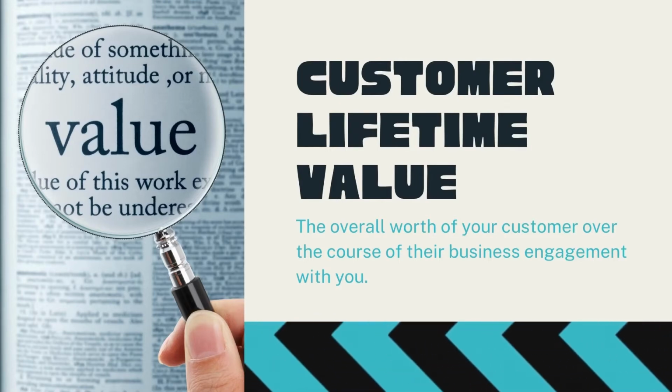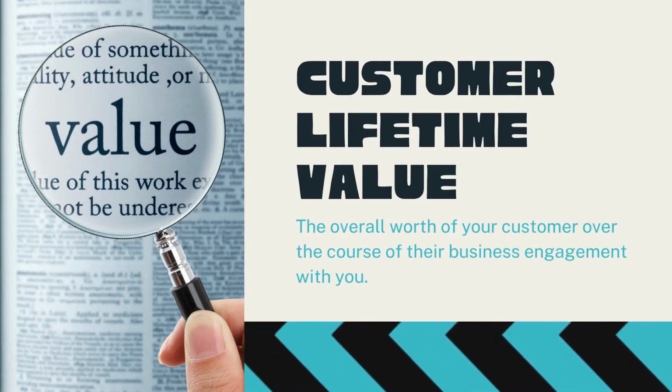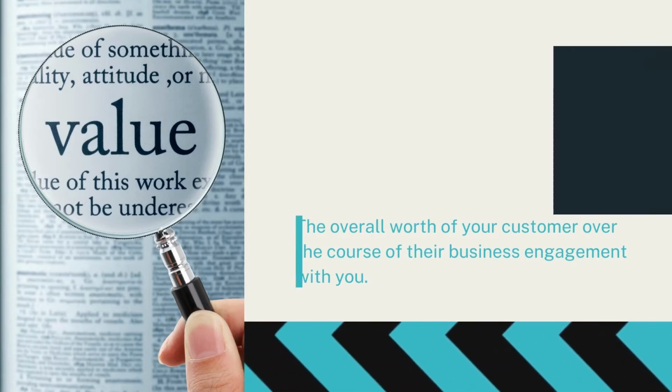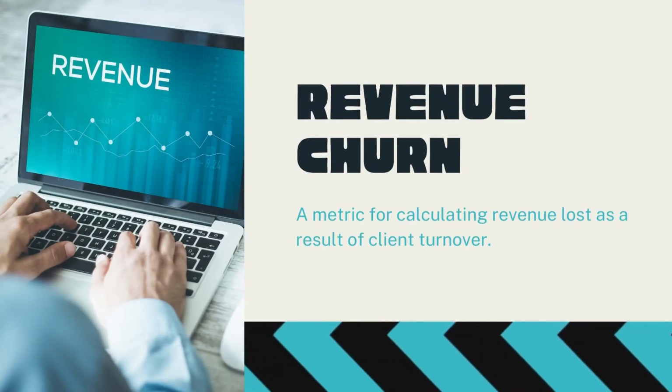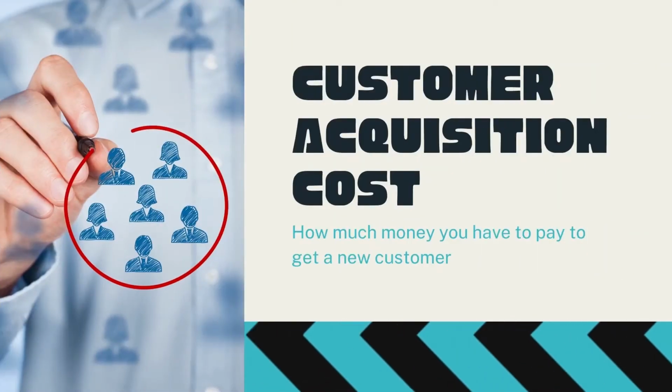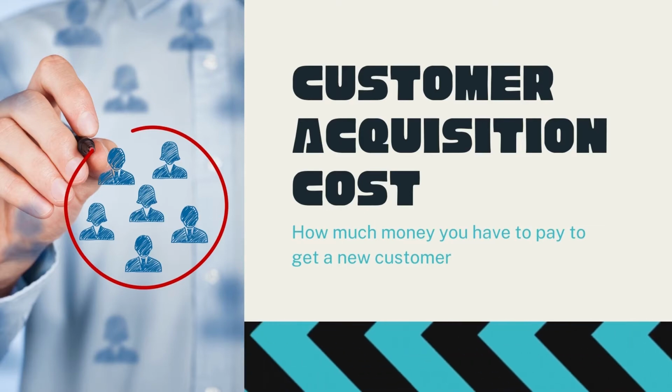The overall value of a client throughout the course of their association with your organization is referred to as LTV, or customer lifetime value. This is the method for calculating revenue loss as a result of customer turnover. It can be measured in terms of MRR or annual recurring revenue. Then, CAC indicates how much money you'll need to spend to get a new customer. You'll have to spend more money on gaining new customers if you have a high churn rate, which will raise your CAC.